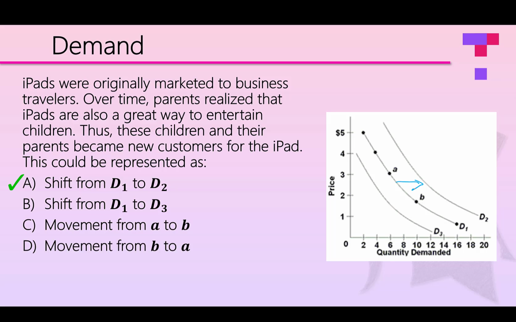One way to think of it is even holding the price of iPads constant. There's some very inexpensive iPads here. What we will get is more people buying them. So when we just had business travelers buying them, we sold about 5. Once parents started buying them for their kids, we now increased our quantity to about 10. So again, that is an increase in demand because even with price not changing, we're still selling more because people overall just generally like iPads more because now there are parents who like to buy them for their kids.